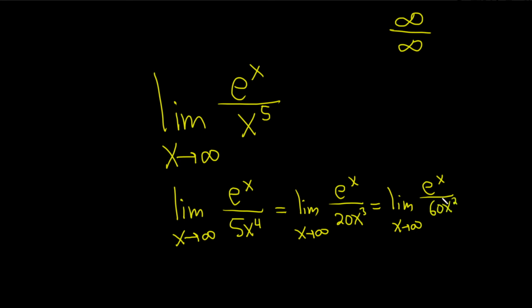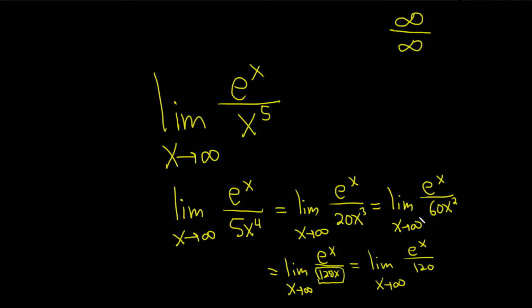It's still infinity over infinity, so again, limit as x approaches infinity, derivative of e to the x is e to the x, derivative of the bottom is 120x, and would you look at that, it's still infinity over infinity, so we do it again. So this is the limit as x approaches infinity, the derivative of e to the x is e to the x, and then on the bottom here, here's where the magic ends. The derivative of 120x is 120.